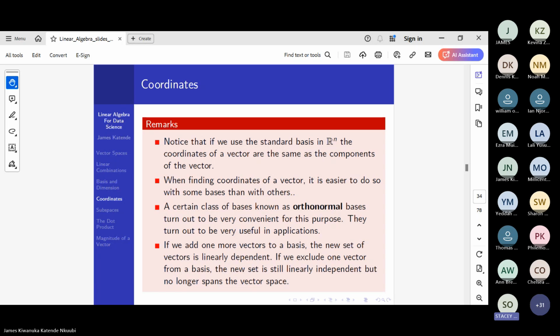Ah, okay, so if we exclude the one more vector, it now remains not linear. If you exclude one vector now from the basis, the new set will still be linearly independent, but will no longer span the vector space. So if you have a basis with two elements and you exclude one, you're left with one vector. That one vector is still linearly independent, but it does not span the same space as the two vectors. Okay.